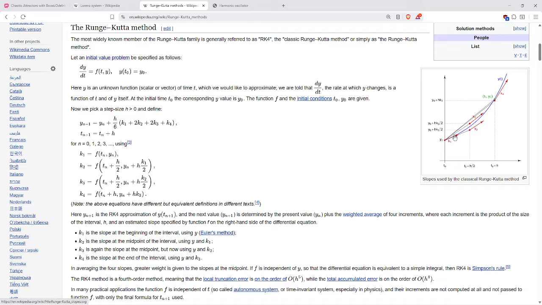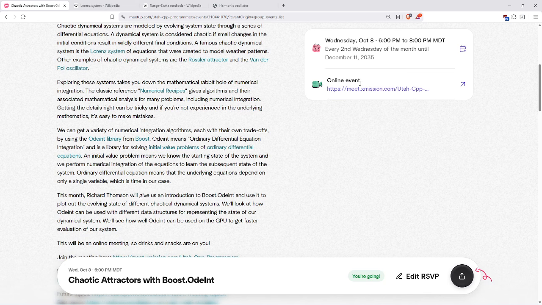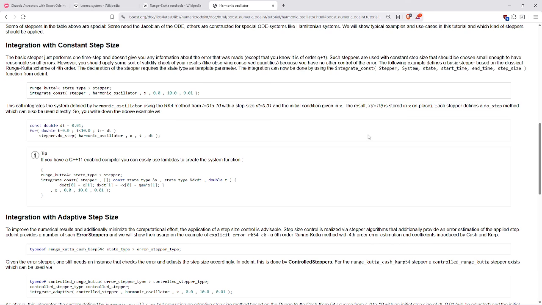It's evaluating the function 4 times and then computing a weighted average of them. So that RK4 is just a very, very commonly used numerical integration method. And again, if you want to use a specific numeric integration algorithm, there are choices inside boost.odeint. If you don't make specific choices, there are defaults given.